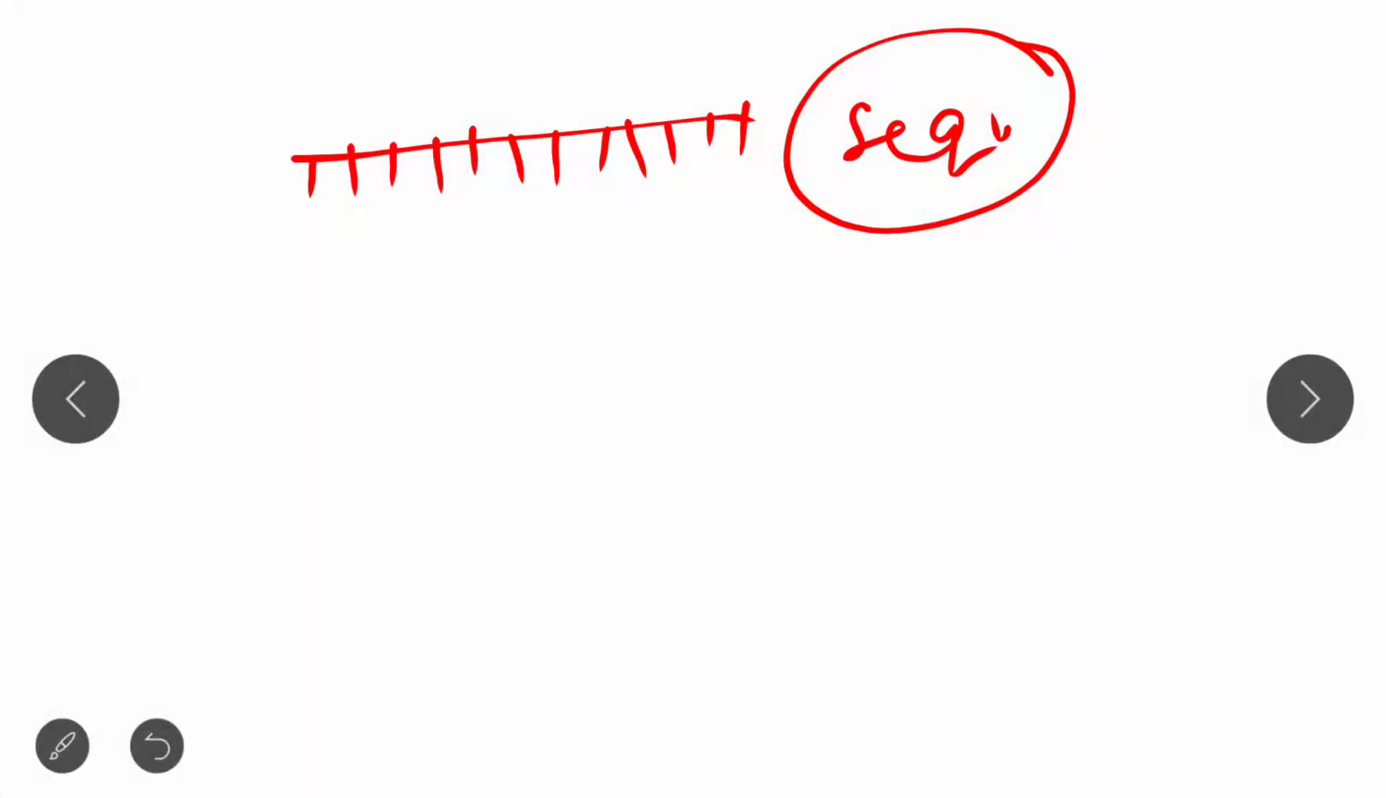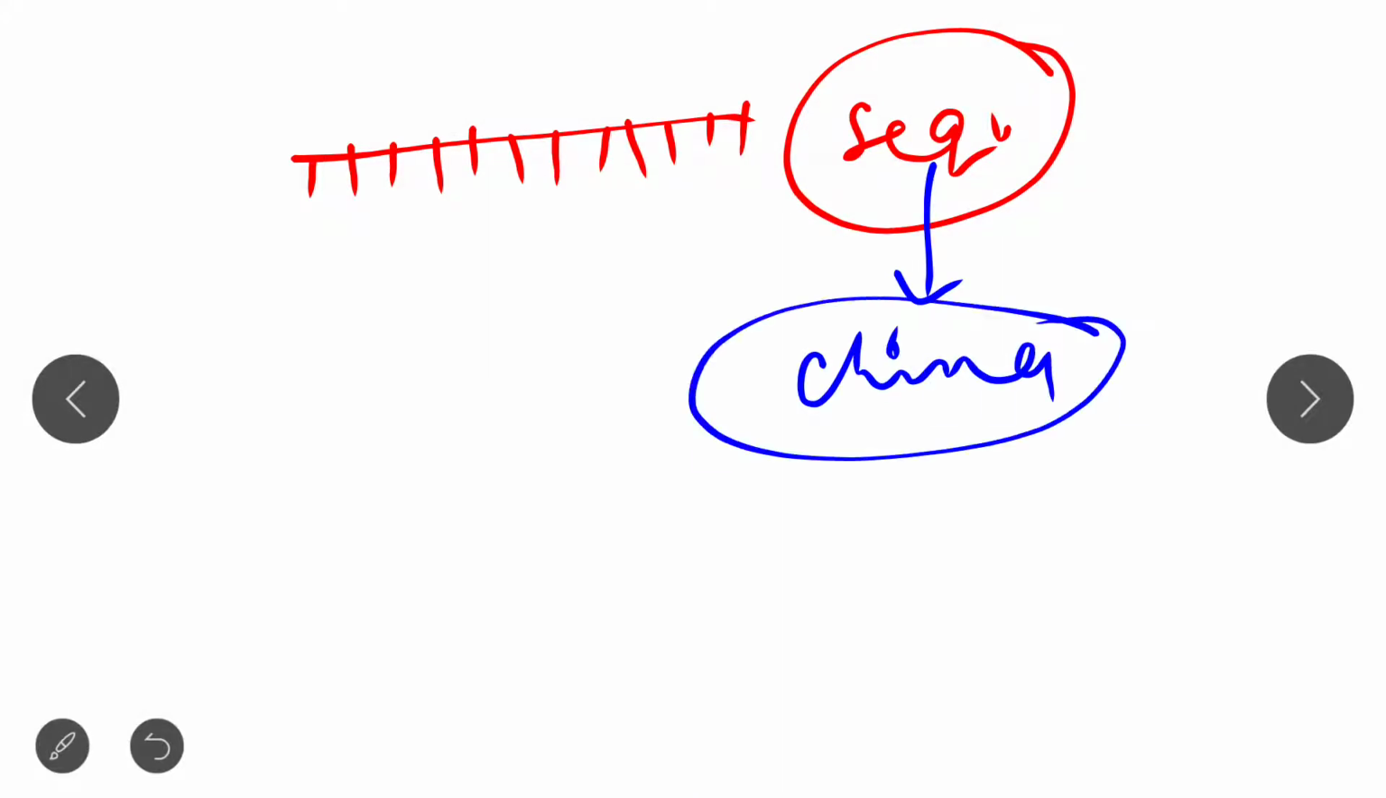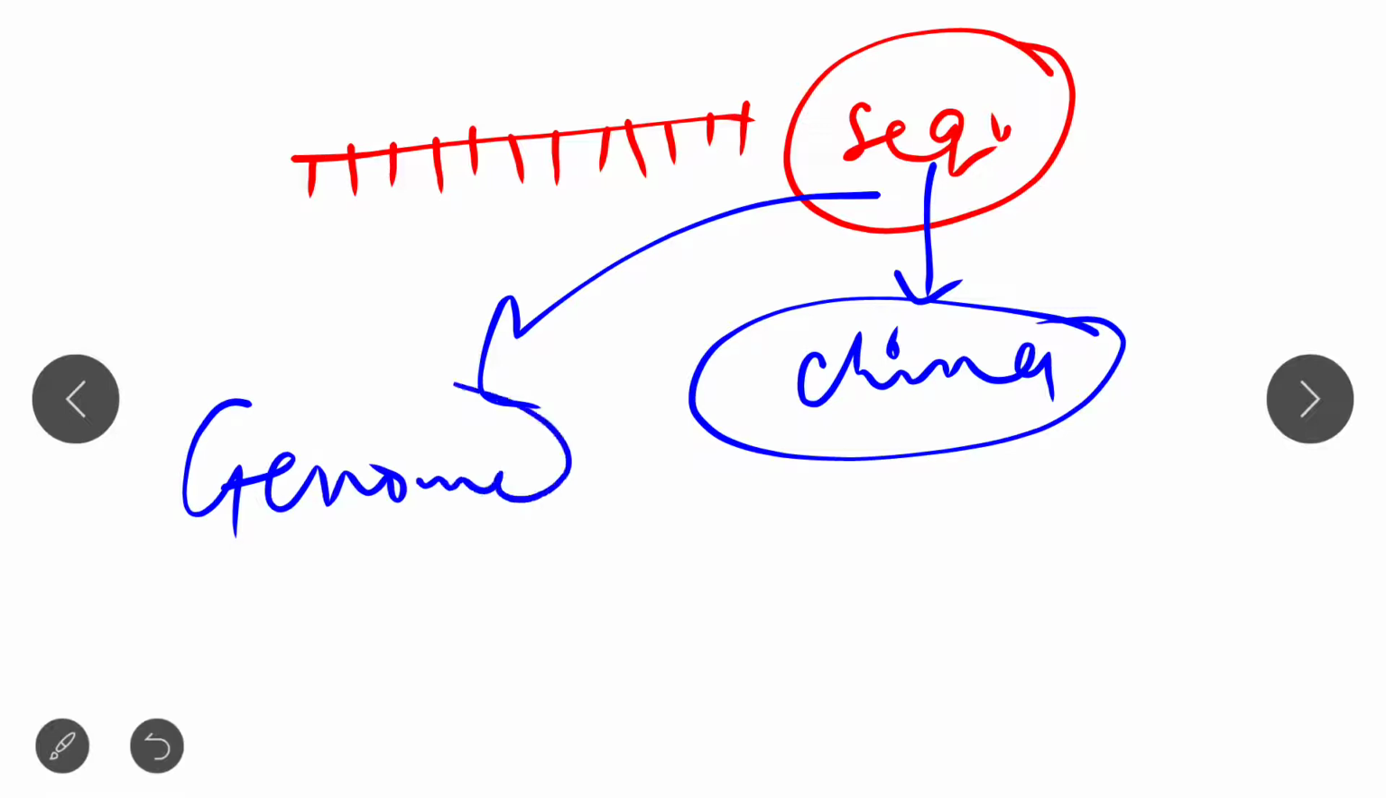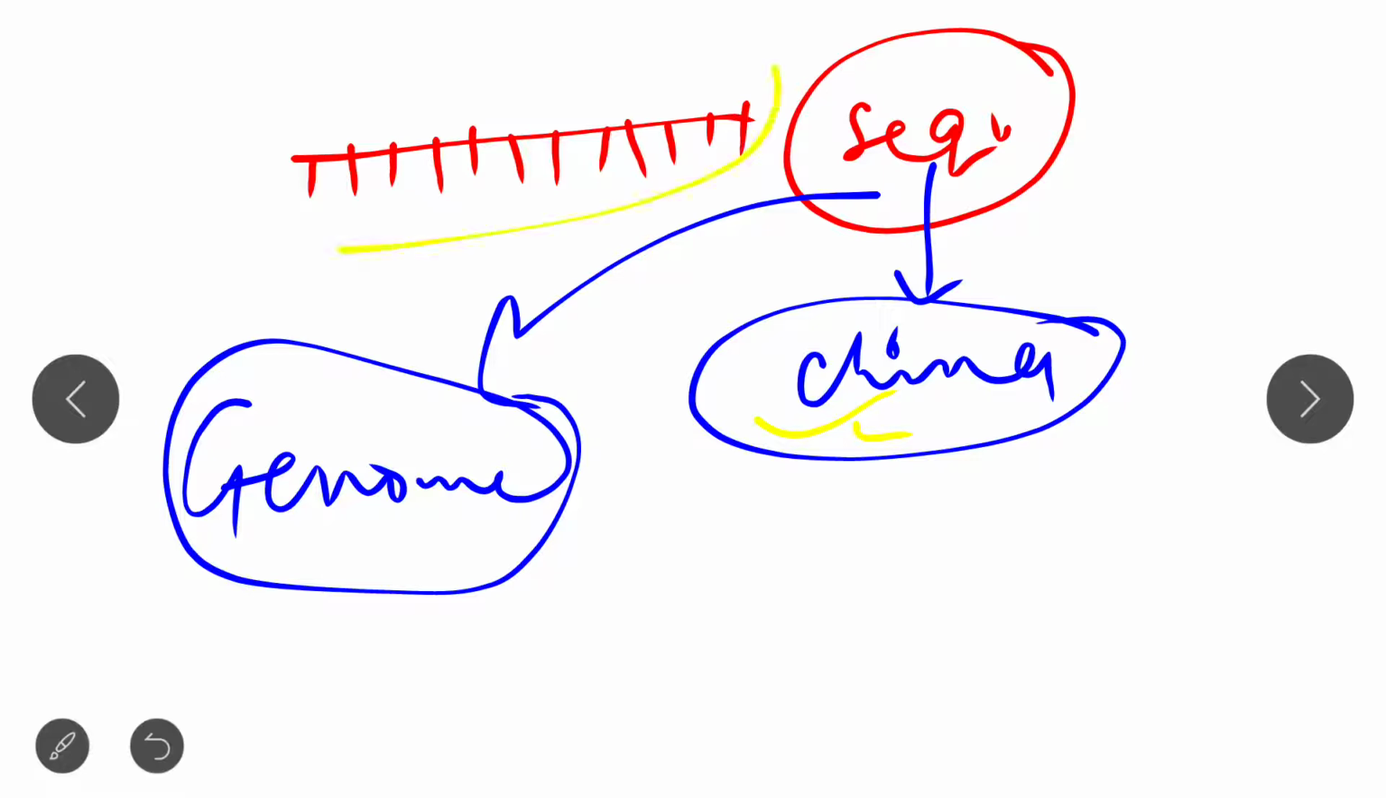And the sequence of this RNA was already provided by China, okay. What do you mean by sequence here? Sequence means the whole genome of this single stranded RNA, okay. And this whole genome was already provided by China. China provided the sequence of the whole RNA to WHO, okay, already provided.